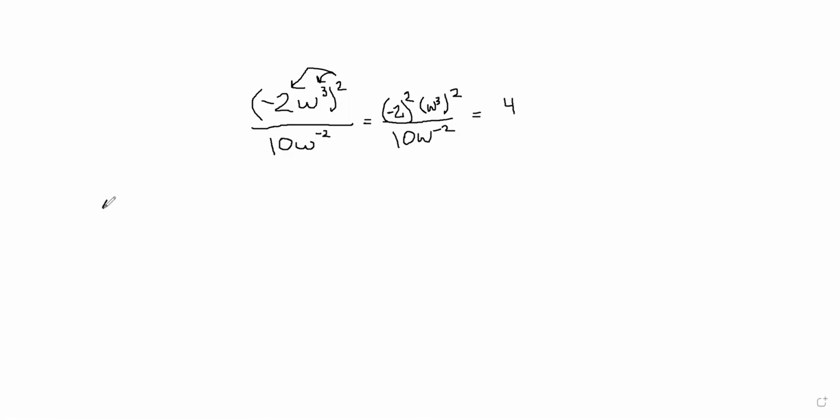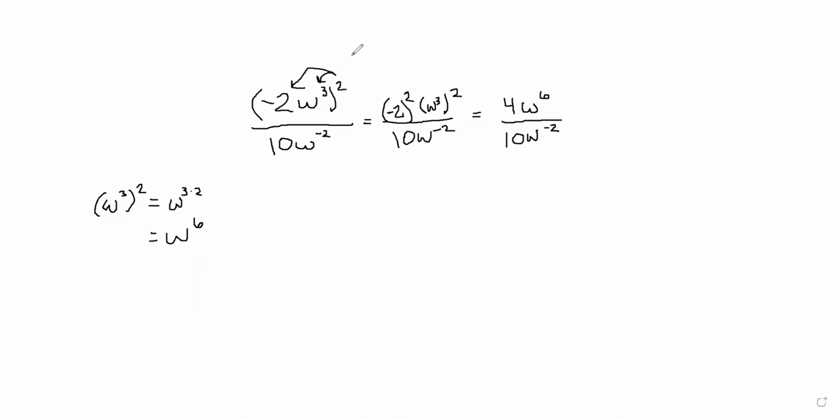Then w cubed squared, that's applying our power to a power, which says that we multiply the exponents. So w to the 3 times 2, which is w to the 6th. And on the bottom, it doesn't have parentheses, so we're just going to keep it like that. All right. Now that we've done that, we need to deal with our division.